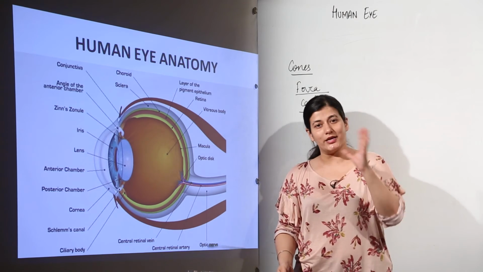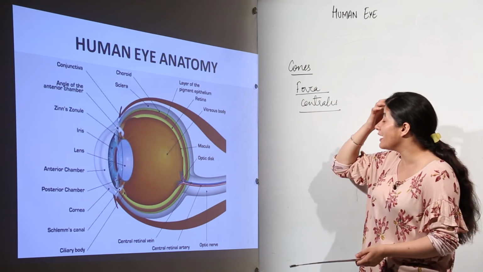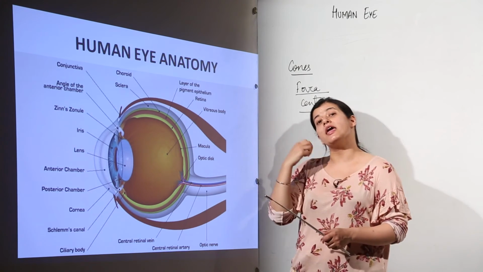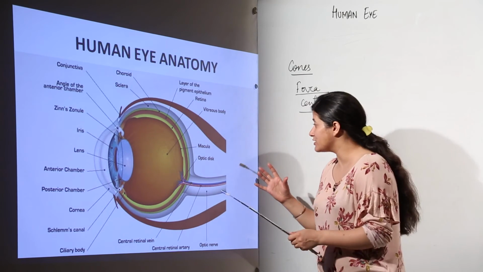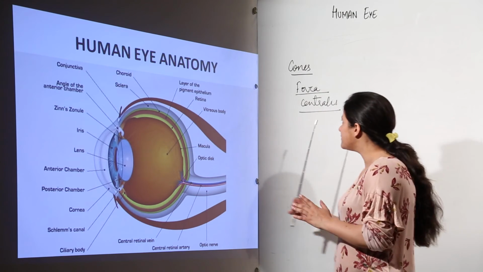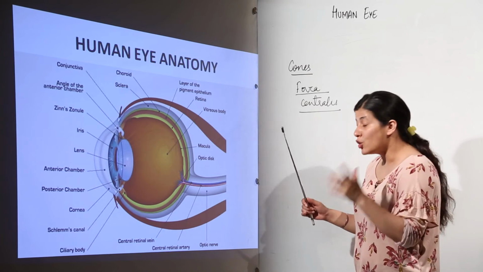Our eye is no less than a camera, no less than a telescope, no less than a microscope. You can make it out, but the camera would be the best example with the highest resolution. Our eye gives us the highest resolution that could be given by any gadget. That is because we have the fovea centralis, which has the maximum concentration of cones.